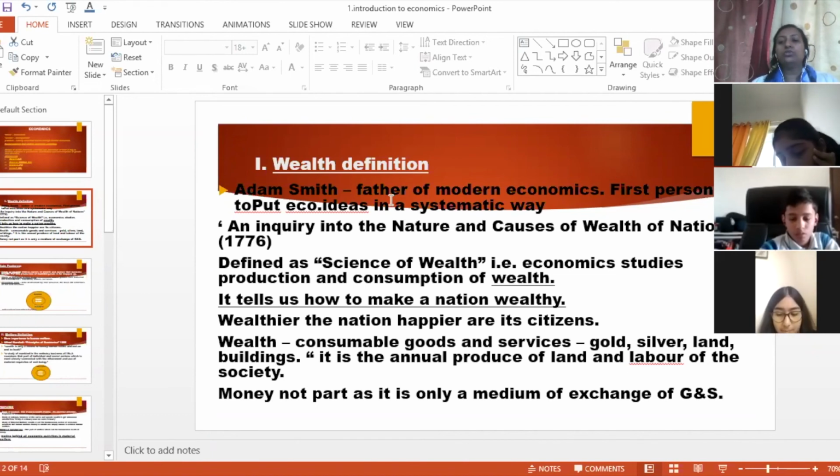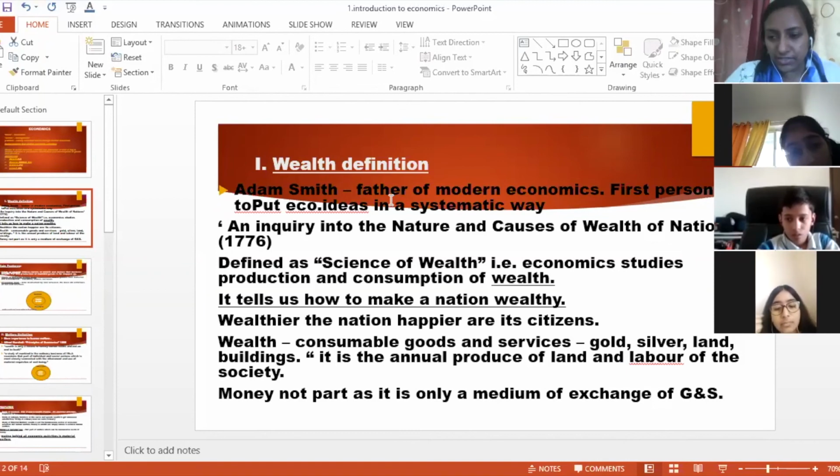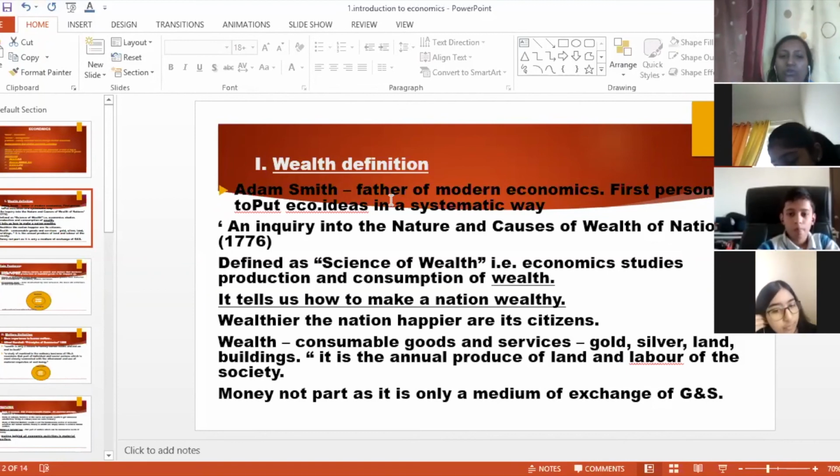Now, what was so great about this? He defined economics as the science of wealth. That means he considered wealth as the center point of economics. What do people do? People try to increase their wealth. They work in their self-interest. They try to increase this wealth, and that was all that he discussed in his book. So his central idea was the increase of wealth, and that is why this is known as the wealth definition.